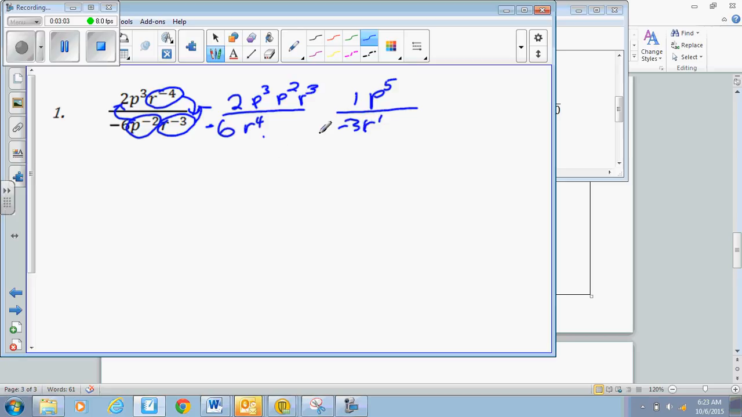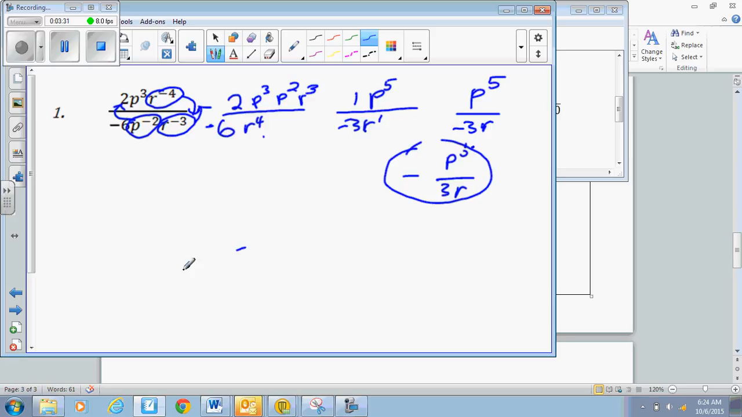We'll clean it up a little bit. These 1s, 1 times p, we don't need to put that. So the simplified form would be p to the fifth over negative 3r. Sometimes, if it's a multiple choice question, it might be written as p to the fifth over 3r, with the negative applied to the whole fraction. So basically this would probably be the most common answer to see.